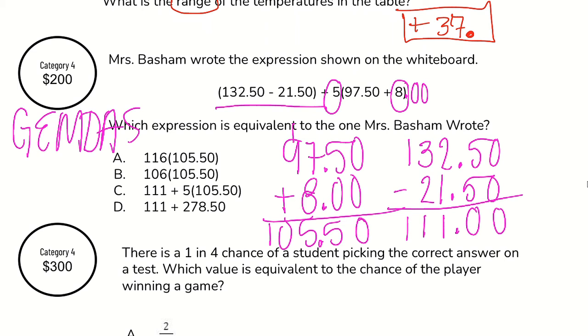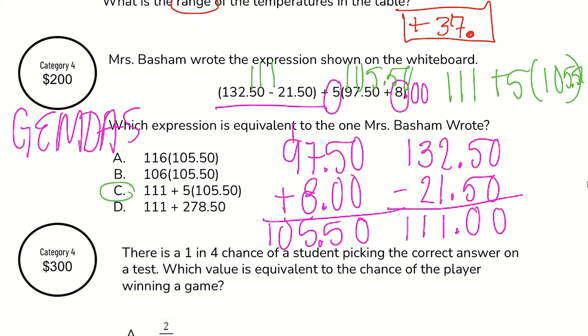So I know that these two will be 105. This is 111. So if I rewrite it, I have 111 plus 5 times 105.50. So it looks like my answer choice would be C. You didn't even have to work it all the way down. So it's always nice to check in on the answer choices.